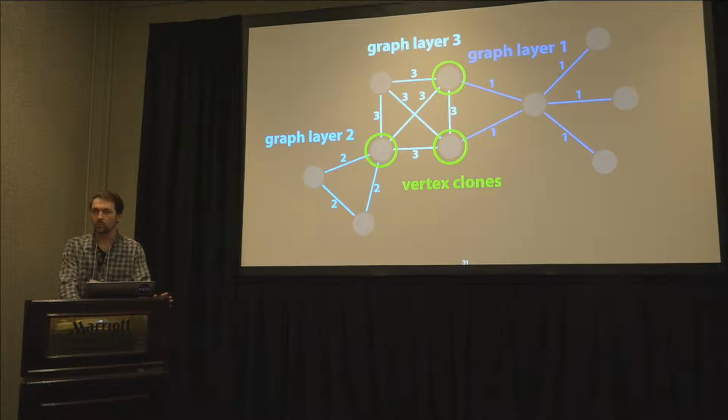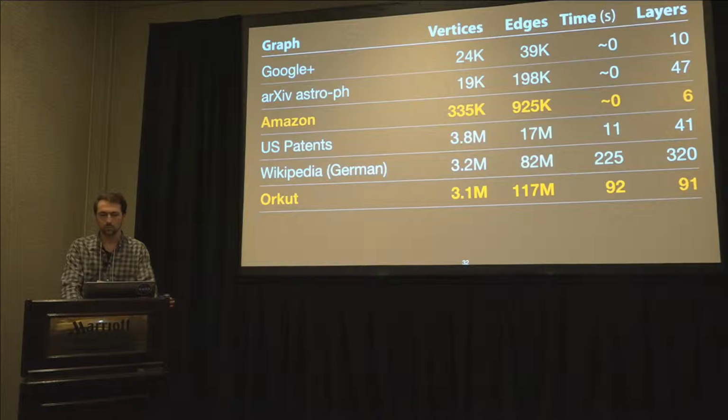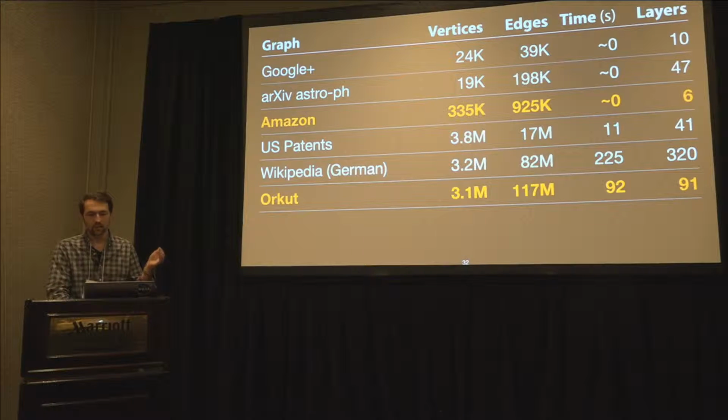So we were able to implement this on a multi-threaded CPU implementation. And here's just a few results from the graphs that we decomposed. There's a lot more in the paper, but the punchline is this thing is very fast and very scalable. So given a graph like this Amazon one with 1 million edges, we can decompose that into 6 layers in about 1/10 of a second.